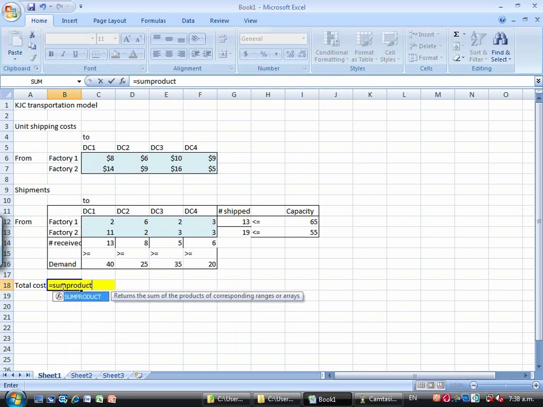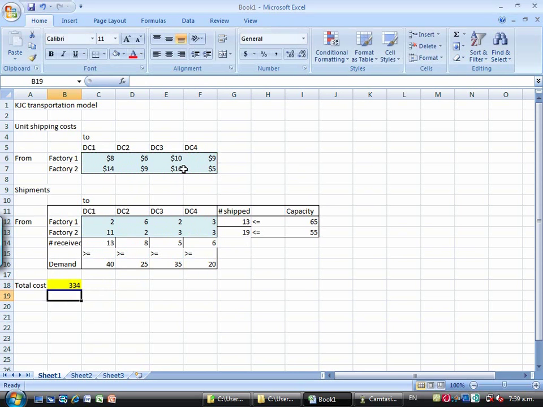Now you see here it says returns the sum of the products of corresponding ranges or arrays. So the product is given by multiplying one array by another array. First of all it says enter array 1, so we take one array, we hit comma, and then we enter the next array and we're done. So we want one array multiplied by the other array. In this case it would currently be $334, and it's that simple.